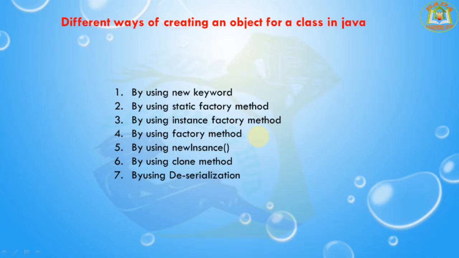Today's session we are going to learn how many ways there are to create an object of a Java class. There are multiple ways to create an object of a Java class. Those are by using the new keyword, by using a static factory method, by using an instance factory method, by using a factory pattern, by using the newInstance method, by using a cloning process, and by using a deserialization process. These are the different ways to create an object of a Java class.